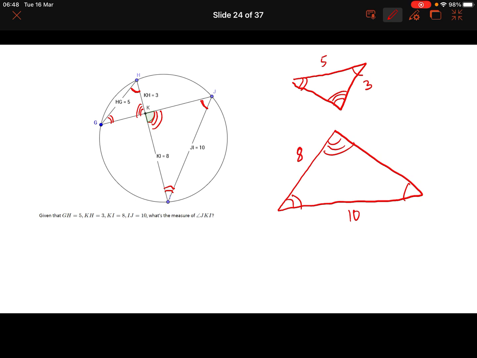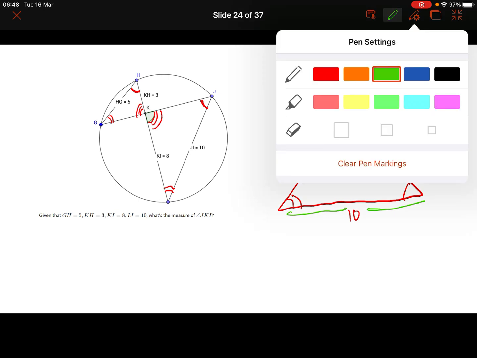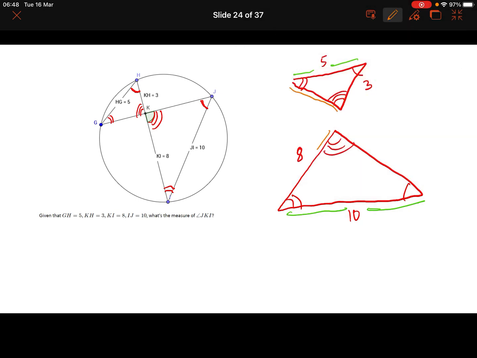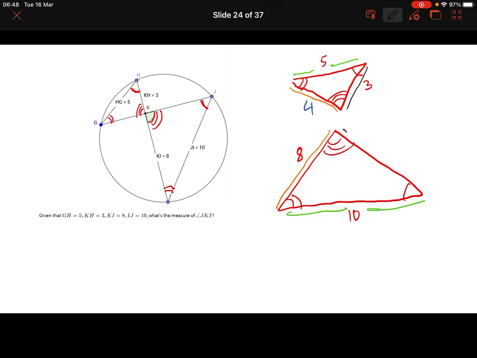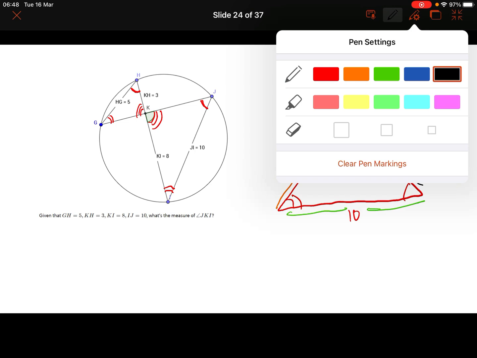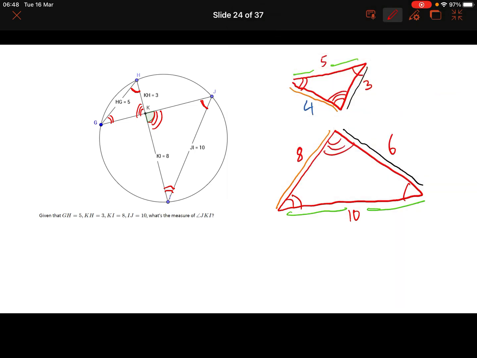Now we can try and find which sides correspond to each other. I know this side corresponds to this side, so I can clearly see that the scale factor is 2, and this side corresponds with this side, therefore this length is equal to 4, and this side corresponds with this side, and therefore this length is equal to 6. So we're actually asked to find out what this angle here is.